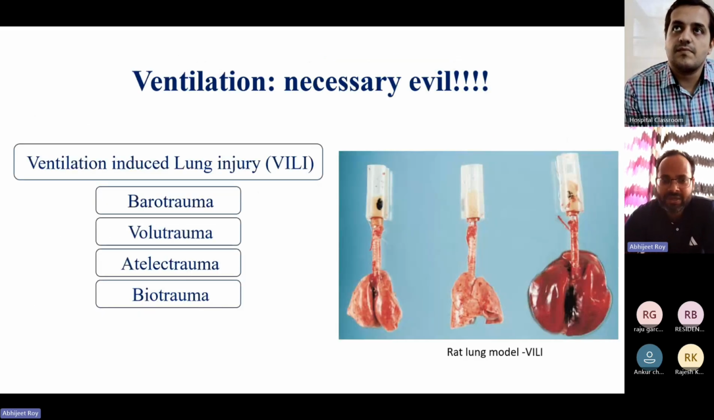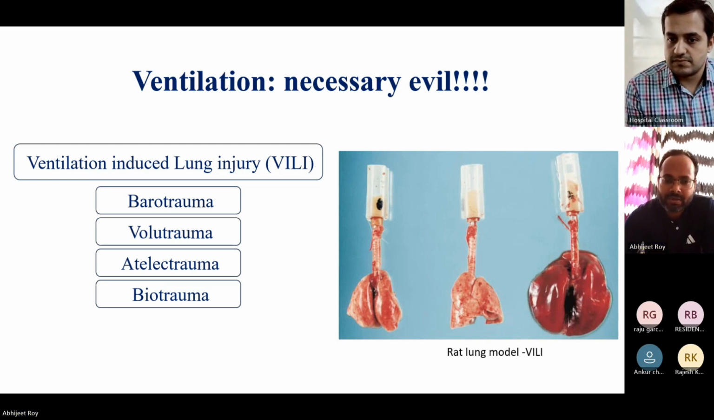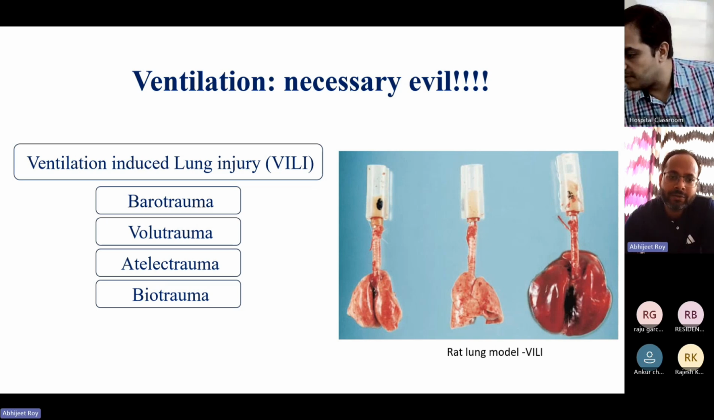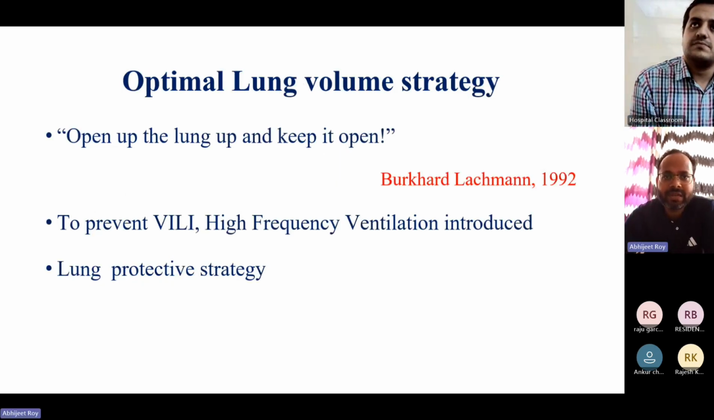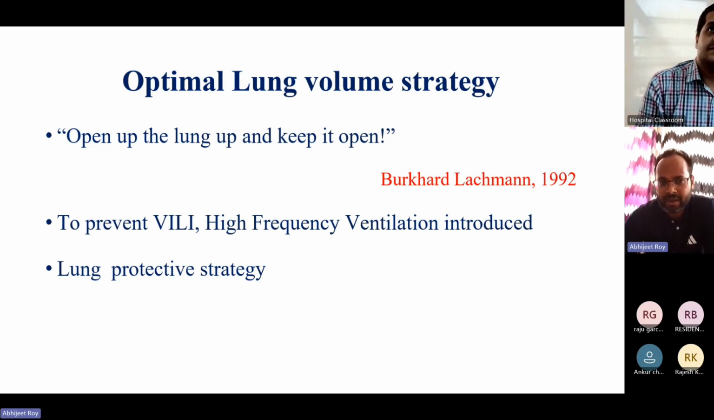But what happens with ventilation is that whenever we put a baby on the ventilator, we start with minimum settings, then the baby worsens, and we have to keep on increasing the ventilator settings. This results, the majority of the time, in ventilator-induced lung injury, which can cause damage to the lung via pressure, which is barotrauma, or via volumes, which is volutrauma, then continuous opening and closing of the alveoli, which can lead to trauma. Then there can be infections, pneumonia, and biotrauma. So why HFO? Because it helps in optimizing the lung volume. We open up the lung and keep it open via high frequency ventilation.